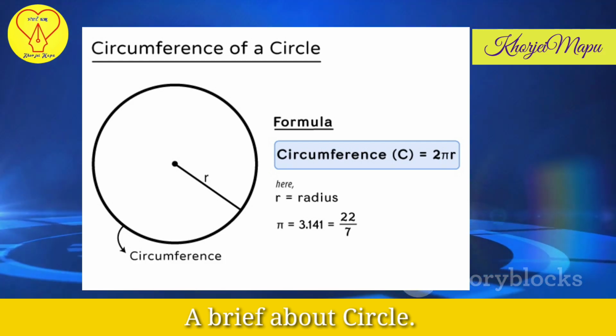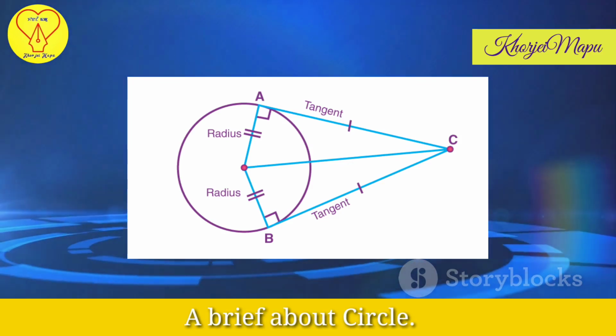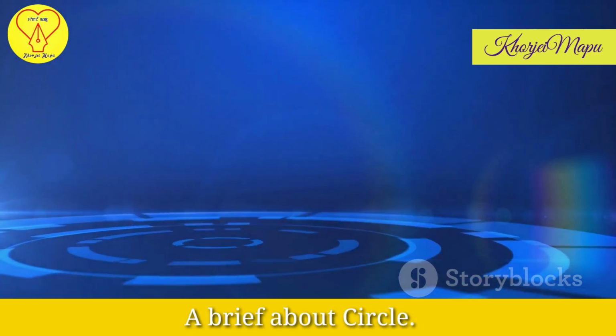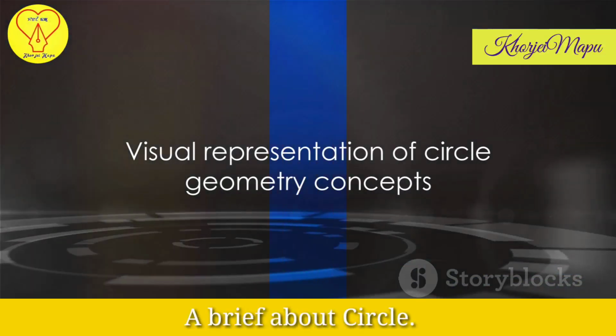Lastly, we have tangents, which are straight lines that touch the circle at exactly one point. Imagine a line that just grazes the edge of a wheel. That's a tangent. So, to recap, a circle is a round, symmetrical shape.